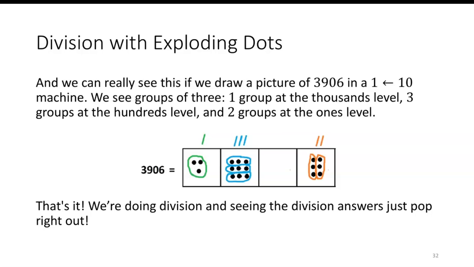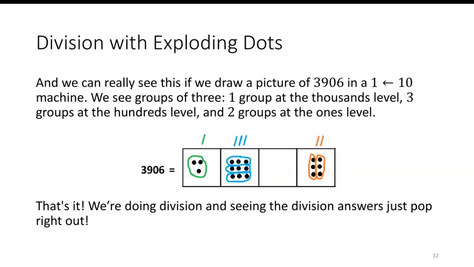And so dividing by 3 means we're trying to form groups of 3. So every time we have 3 dots, that's going to be a group of 3. And you can see that in the thousands place, we have 3 dots. So I circle, I can make one group. Out of 9 dots in the hundreds place, I can do 3 groups of 3.